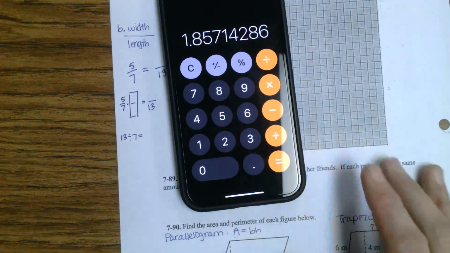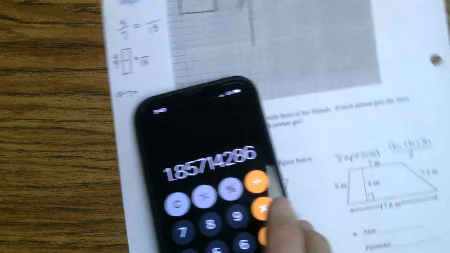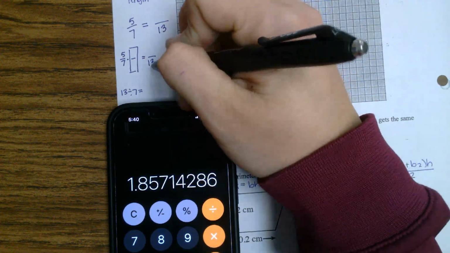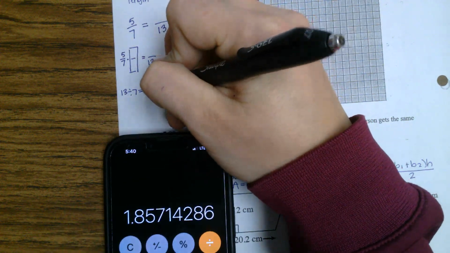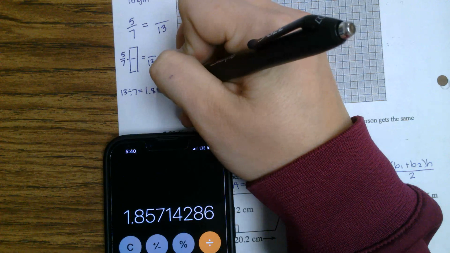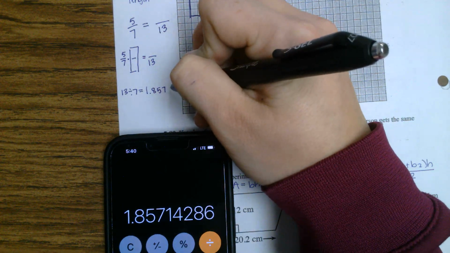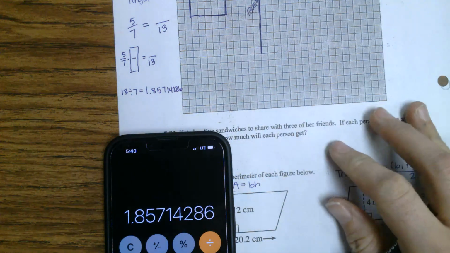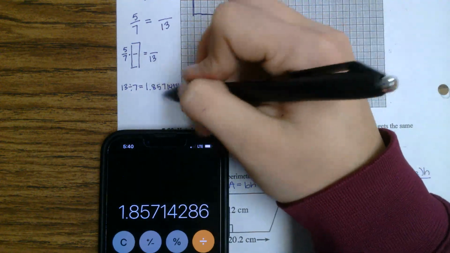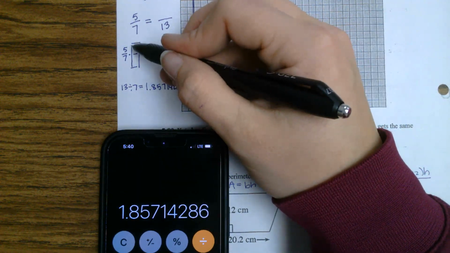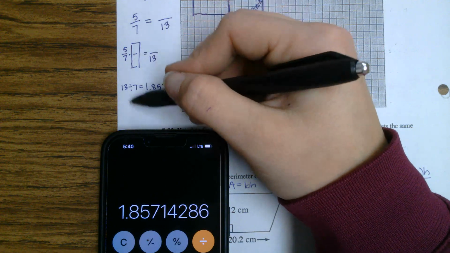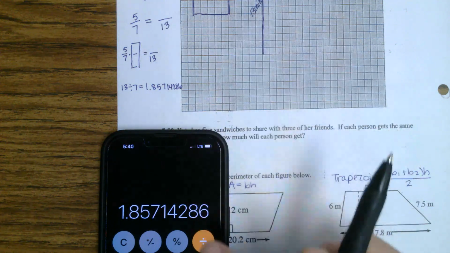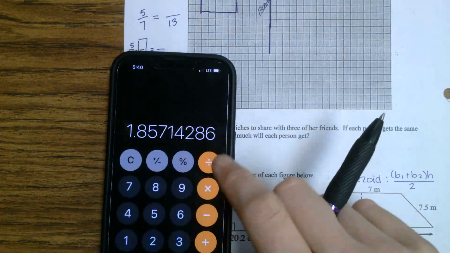Okay, now I'm going to write it down. And the reason I'm writing it down is just to show you that it is a larger number. Okay, so I have 1 and 8, 5, 7, 1, 4, 2, 8, 6. Okay, this number I have to multiply by the top, just like I did the bottom. Okay, it's that giant 1. I have to do it. So I'm going to keep that number in my calculator.